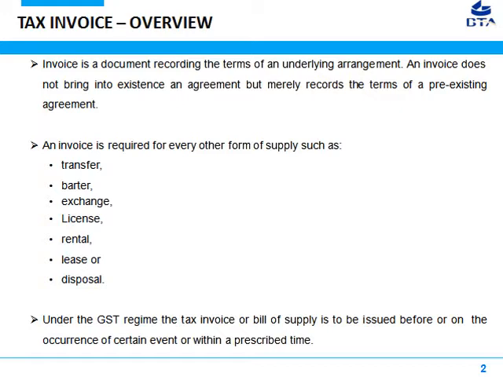This document serves as a tool for the government for allowing credit and matching of proper tax being paid in the government treasury. Thus all forms of supplies such as sale, transfer, renting, etc., which trigger tax liability require issuance of an invoice. Certain supplies require a bill of supply to be issued instead of a tax invoice, which is discussed later in this PPT.